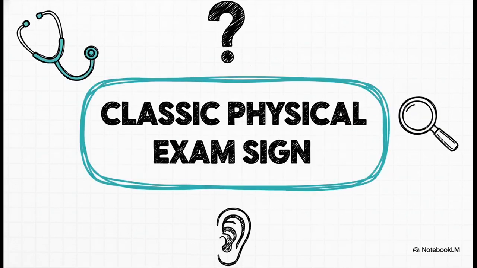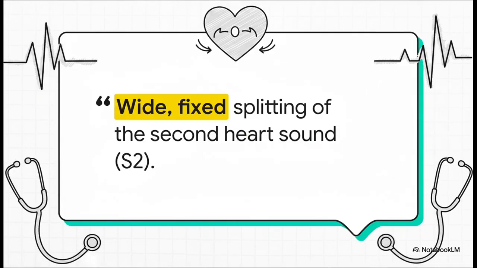But there is one clue on a physical exam, one sound you can hear with your stethoscope that is so classic, it practically screams atrial septal defect. If you see this on an exam, you should be thinking ASD. And here it is, a wide, fixed splitting of S2. Let me say that again. Wide, fixed, split S2. This is the money finding. It's what we call pathognomonic. If you hear it, it's an ASD until proven otherwise.